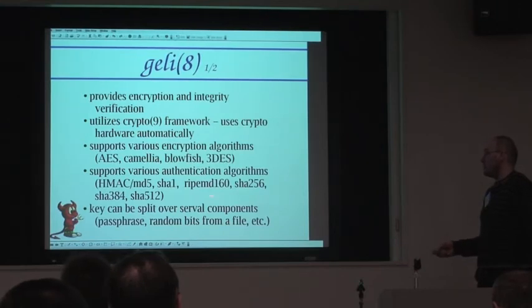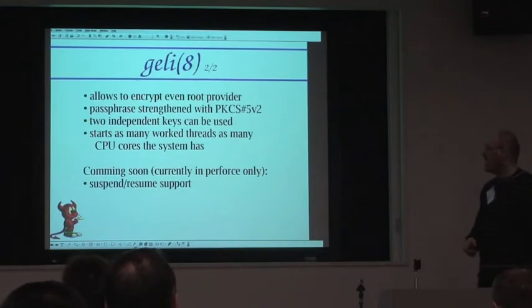You can split your key over several components. You can, for example, give a passphrase. You can read some random bits from a file or USB key or something like that. And you have to have all the components to actually be able to attach the encrypted provider. You can even put your root file system on an encrypted GELI provider, but you still have to have a small boot partition, probably on a USB key or CD-ROM, to be able to load the kernel. Once you have the kernel loaded, you can mount the root file system from the encrypted provider.